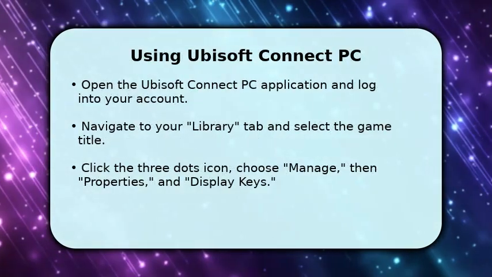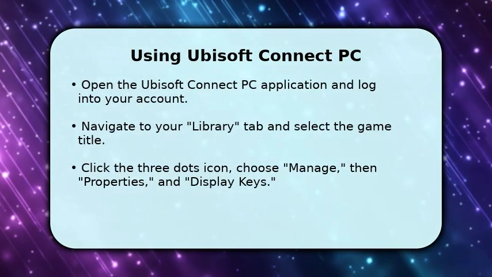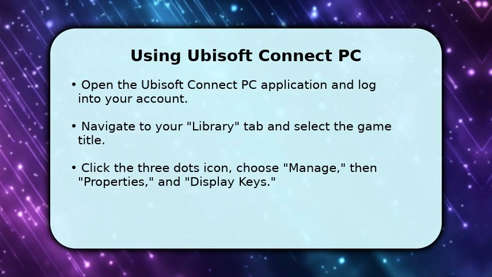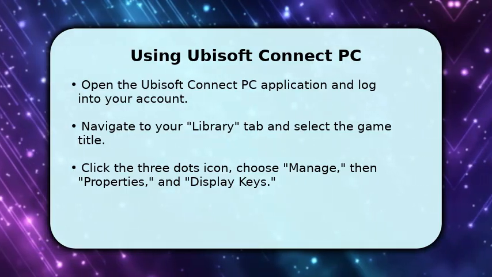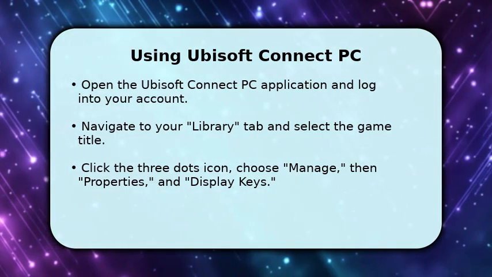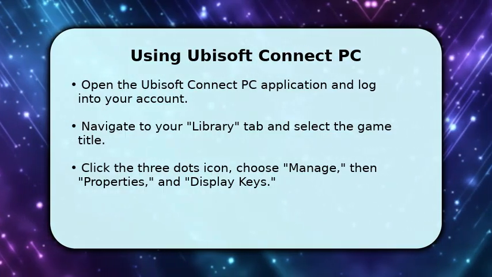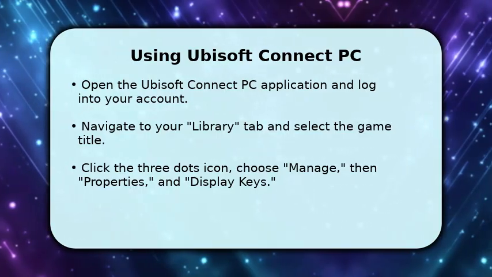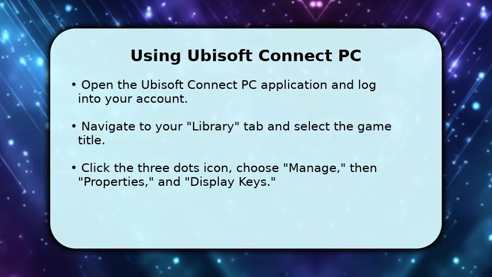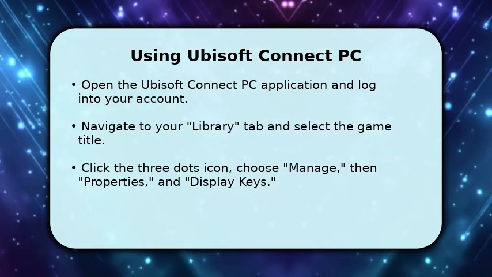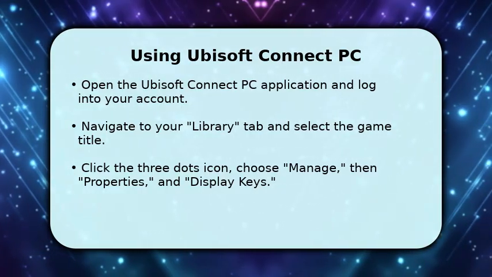If you're using the Ubisoft Connect PC application, finding your code is straightforward. Launch the client and log in. Head to your game library, select the specific game, and look for the Properties section. There, you should find an option to display your activation key. Alternatively, you can manually activate a key by selecting Key Activation from your profile menu.